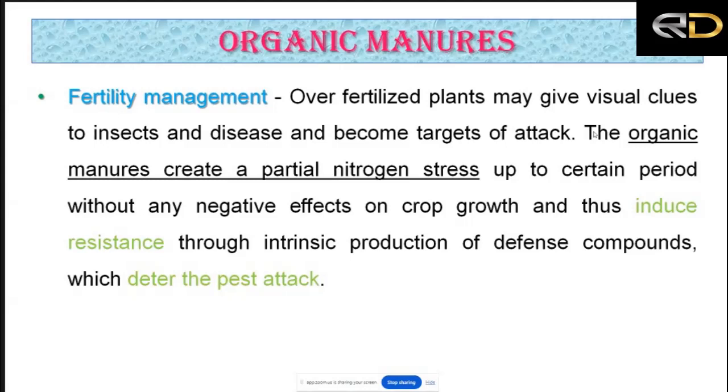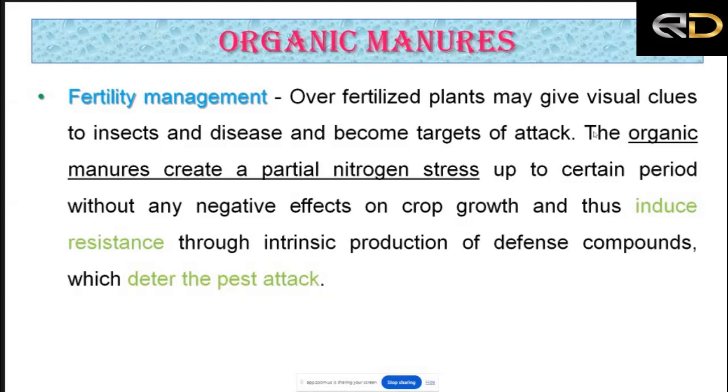Because of the little stress they are getting, they are not building up their vegetative growth in a bulk amount. So they will not be attracting any of the attacks, meaning they are not attracting any of the targets. They will induce resistance by that, and they will deter the pest attack.